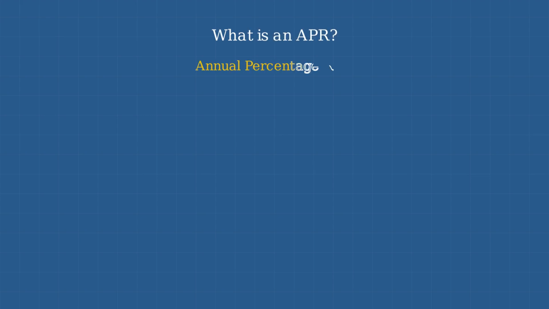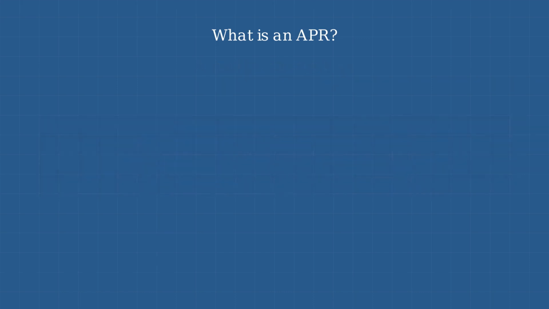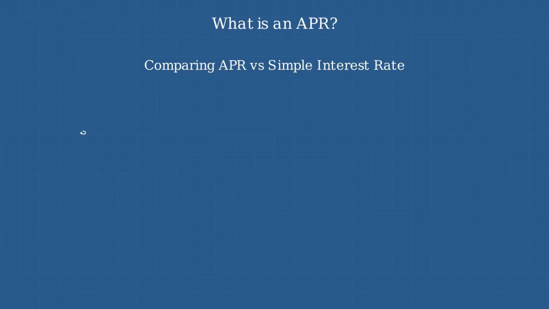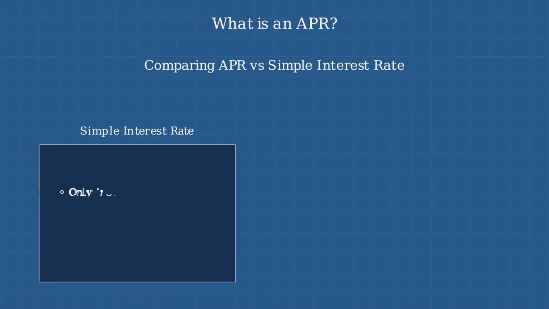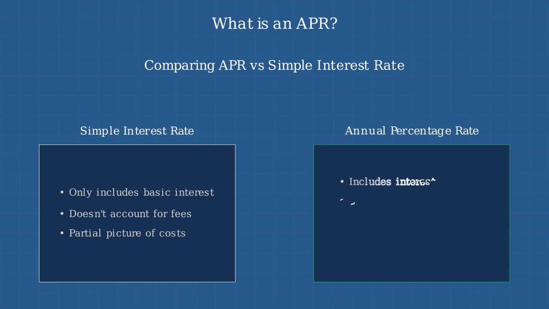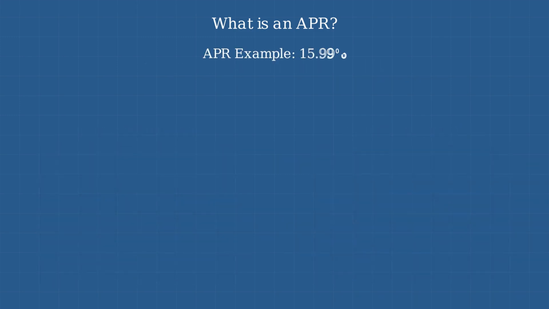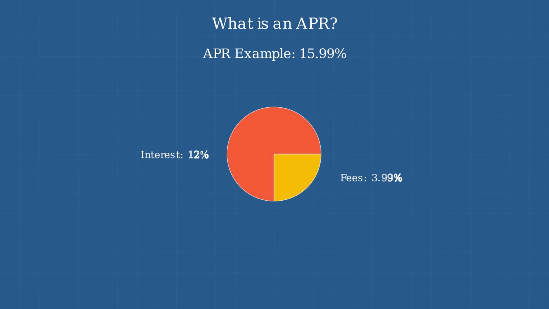APR stands for annual percentage rate. It represents the yearly cost of borrowing money, including interest and fees, expressed as a percentage. Unlike a simple interest rate, APR provides a more comprehensive view of borrowing costs. For example, a credit card might advertise a 15.99% APR, which includes both the interest rate and various fees.